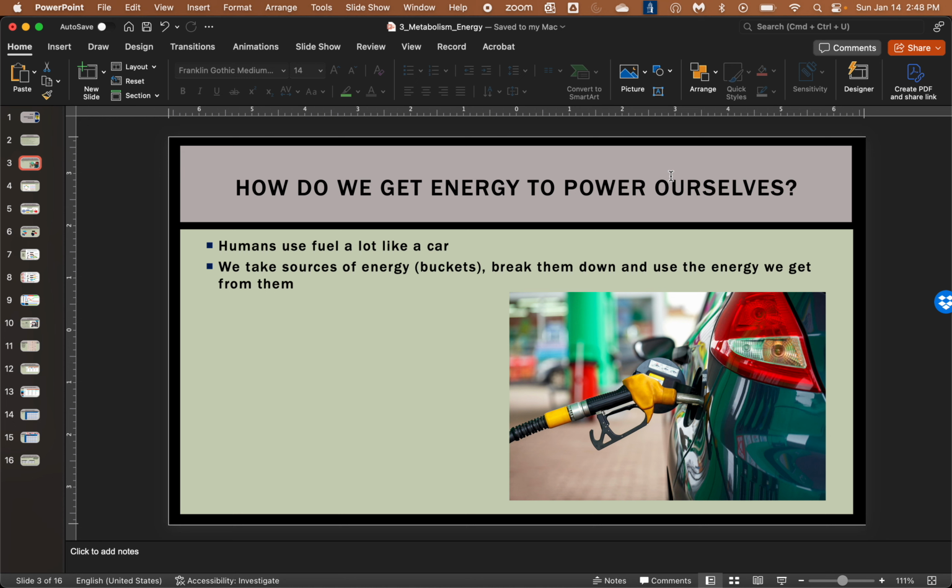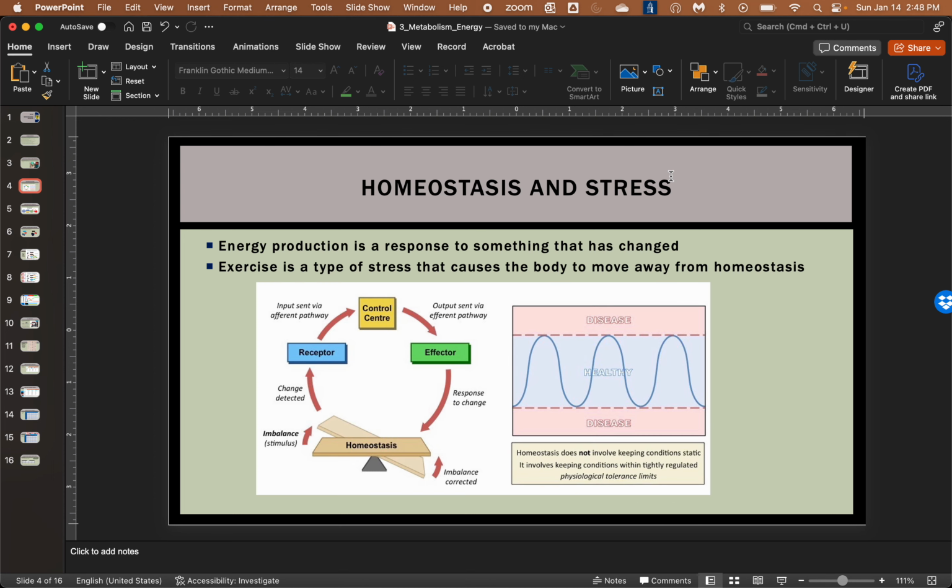The three big gas tanks are our macronutrients that we put into our body, that we eat: carbohydrates, proteins, and fats. We break those down and use them for the energy that we need for exercise and just basically to live. So if I'm just sitting down at my desk or I'm laying in bed and I don't have anything that requires me to do a whole lot of movement, or I'm at rest, we could consider this what would be called homeostasis. Everything is in balance, right?